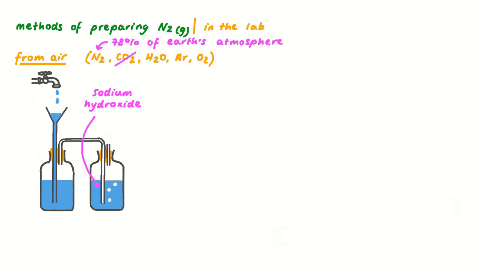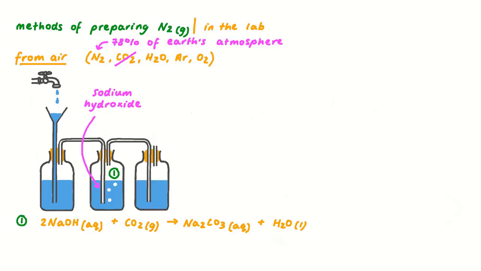Sodium hydroxide, a base, is used as carbon dioxide is an acidic gas. The reaction equation is 2 NaOH (aq) plus CO2 (g) react to produce Na2CO3 (aq), which is sodium carbonate, and H2O (l).